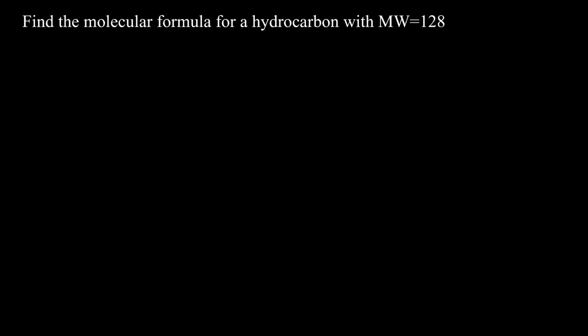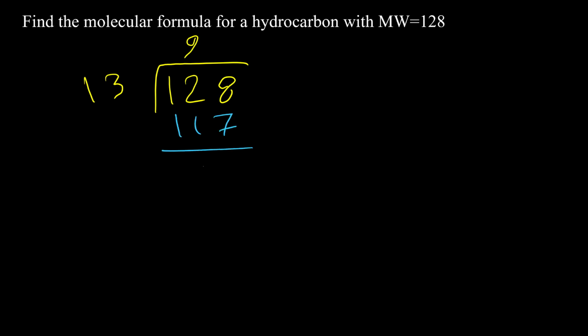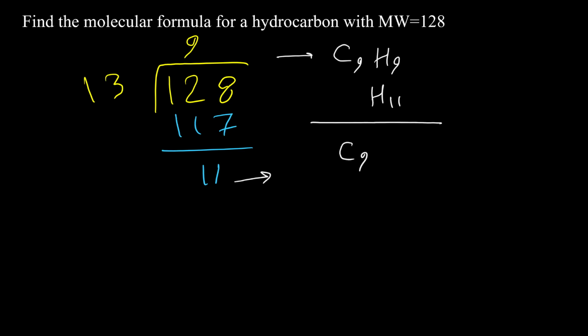This example is a little different. We have 128 and we divide it by 13. Then we have 9. Then 9 times 13 is 117. Remainder is 11. So we may write C9H9. Then we also have 11 hydrogen from remainder. Then H11. The answer is C9H20. C9H20 is an alkane and it is the formula for nonane.